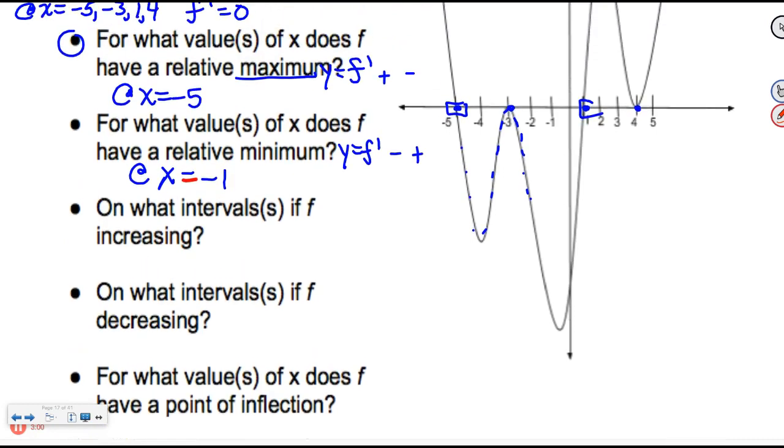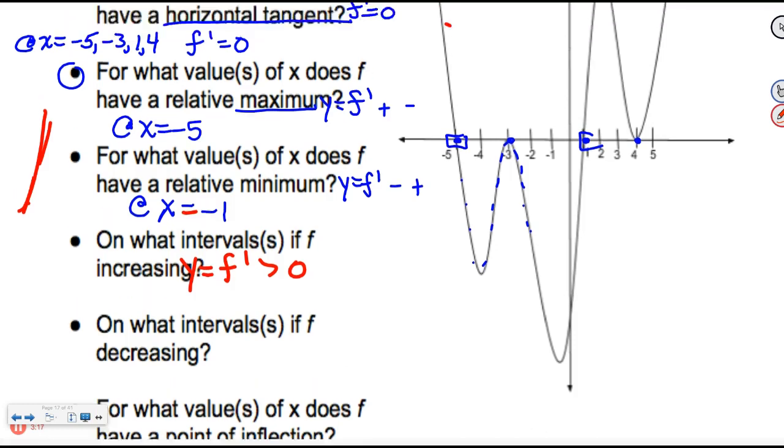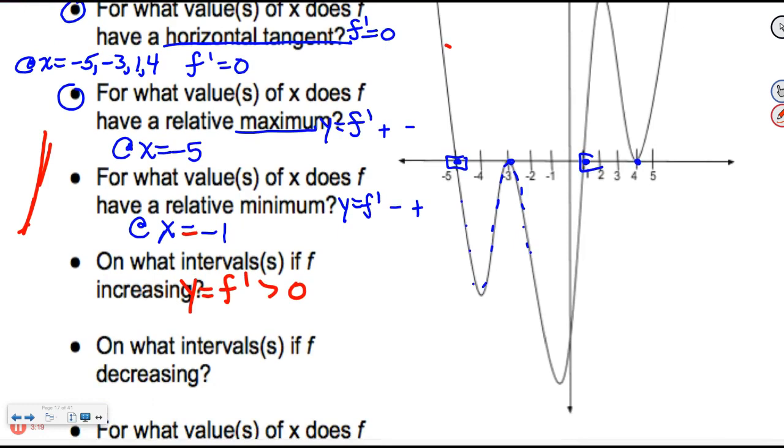On what intervals is f increasing? If a function's increasing, then its slopes are positive. So we need f prime to be greater than 0. But our y values are f prime, so we need our y's to be greater than 0. So we're just looking above that x-axis for that one. So we're going to be -infinity to -5, union 1 to, let's say, infinity.